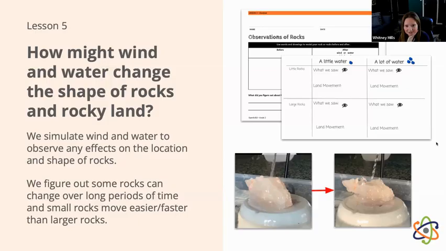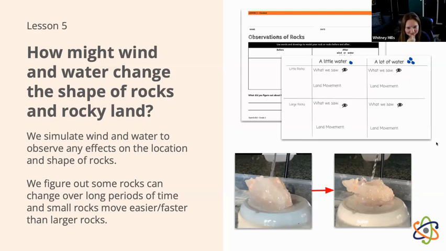So we build a new bin with some rocks in it, and we really try to get at it, where we're spraying it with a little water, and this time a lot of water, and we got some wind and a lot of wind. We're like, okay, so it seems like it can, but maybe it just takes time. So we get to set up this investigation where we have a rock. We let water drip over it for a long time. And by a long time in 2nd grade, we mean 10 to 15 minutes.